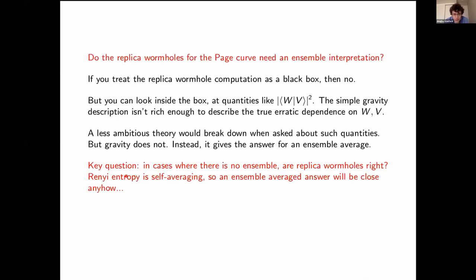Now, the Rényi entropy or the von Neumann entropy, these quantities are self-averaging. So an ensemble averaged answer is going to be close to the right answer anyhow. So at the level of the answer, we're going to be close to the right answer, even if we compute something in a fictitious ensemble.